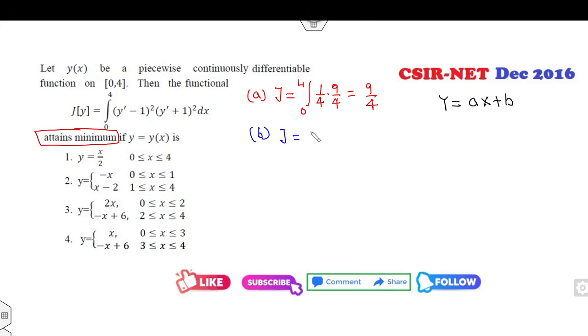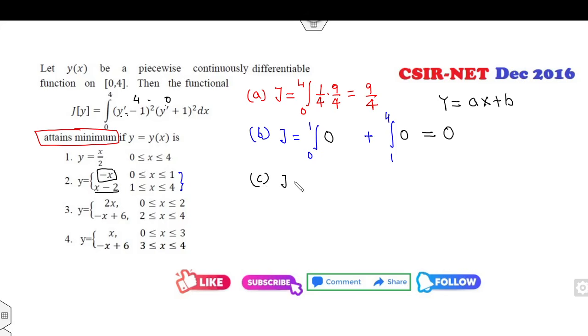Look at the second part, J. Since it is a discontinuous function, I can break it from 0 to 1 and then 1 to 4. What is the value from 0 to 1? The function is minus x. What is y dash? Minus 1. Minus 1 squared, minus 1, minus 2, 4. This number is 4, but this number is 0. 4 into 0 is 0. And this part is plus 1. This part is 0. So the answer is 0.